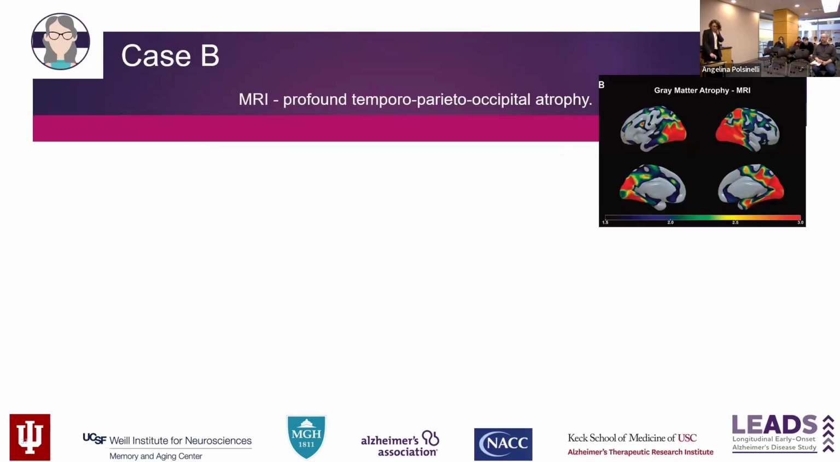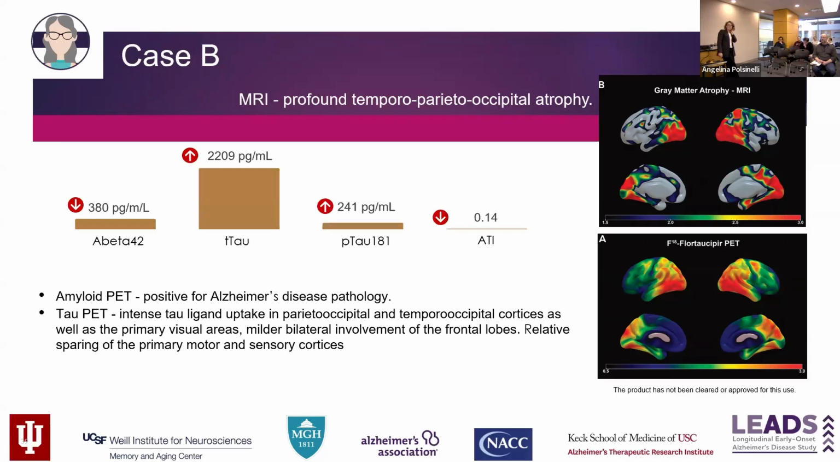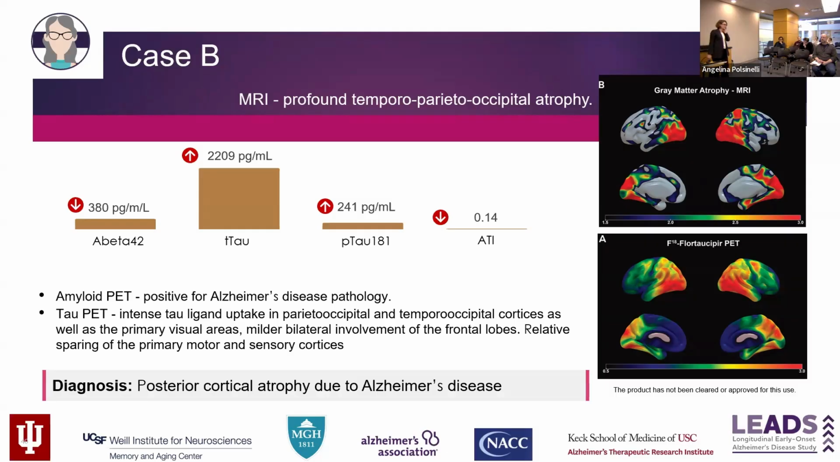In terms of her MRI showing atrophy, there's profound temporal-parietal occipital atrophy. Her amyloid PET was positive for Alzheimer's pathology, and her tau was fairly consistent with what the MRI showed, as well as some additional bilateral involvement of the frontal lobes. Her CSF was positive for Alzheimer's disease, and she was diagnosed with posterior cortical atrophy due to Alzheimer's disease.